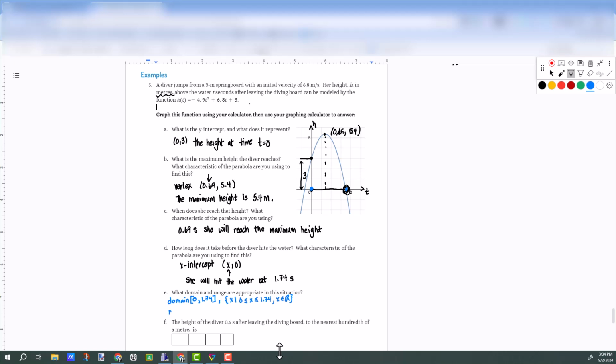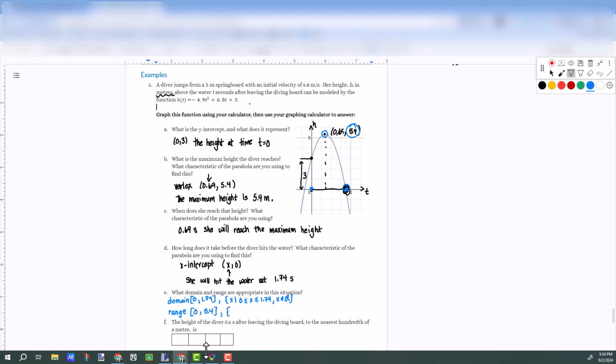Now, what about the range? Well, what is the minimum height above the water she can be? It's 0. She can be at the water. We already determined this by this intersect right here. But what is the maximum? Well, the maximum is here with that height of 5.4. So the range can be between 0 and 5.4.